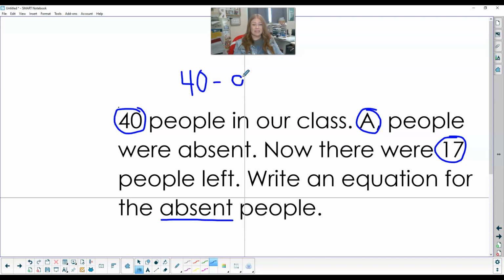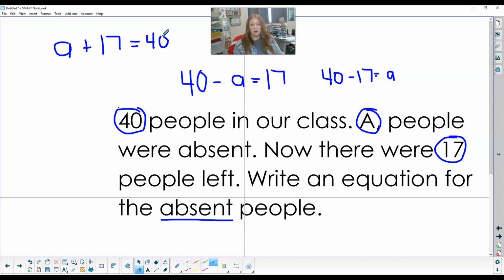So if I minus the absent people, that will give me 17. I could take 40 people, minus who's left in class, and that would tell me how many people are absent. I could take the absent people, add the people who are in class. That should equal all of the people that should be in class.